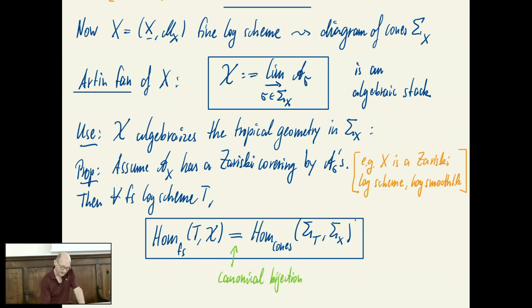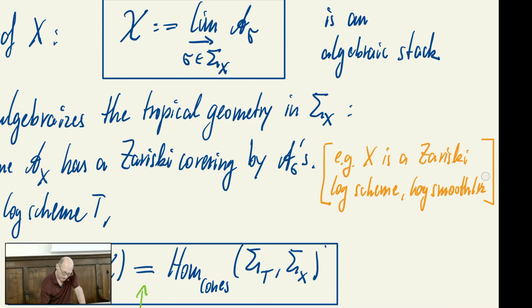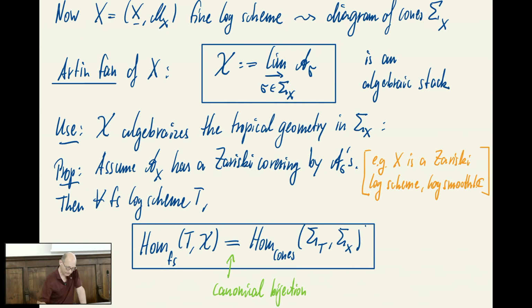For example, if X is a log scheme that has Zariski charts, so one of those things that don't have normal crossing situations, simple normal crossing situation, for example, that are log smooth over, oh, there's a K. I wanted to work over the complex numbers. Okay, so there's a technical assumption.